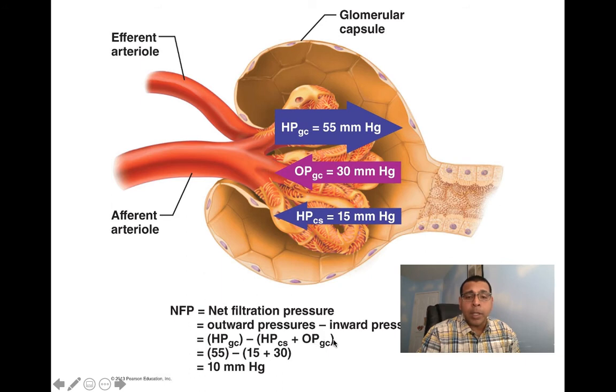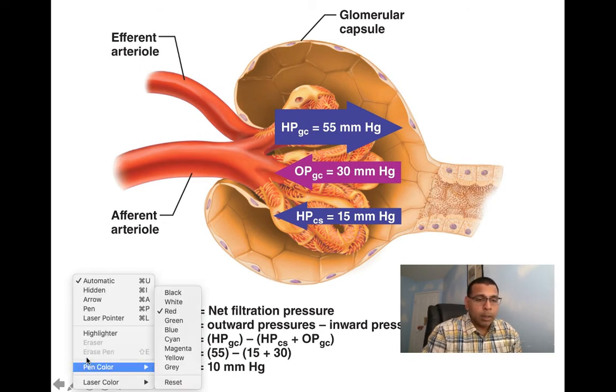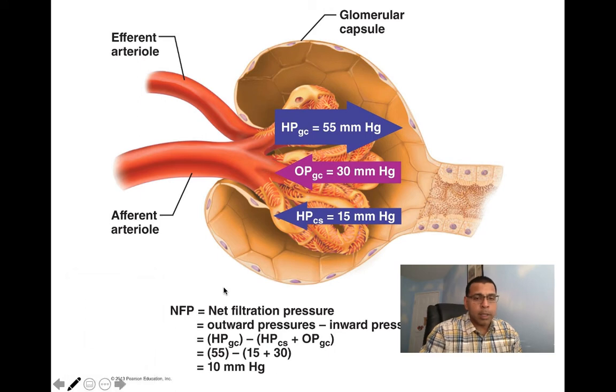Just like you're seeing here on this side, HPCS and OPGC. Again, forces going in the same direction. We add them together. Then we're going to get a number here, and a number here. And then we're going to subtract them from each other, and that's going to tell us net filtration pressure. So here then, you can see HPGC plus, let me write that in. Or let me see the next slide.